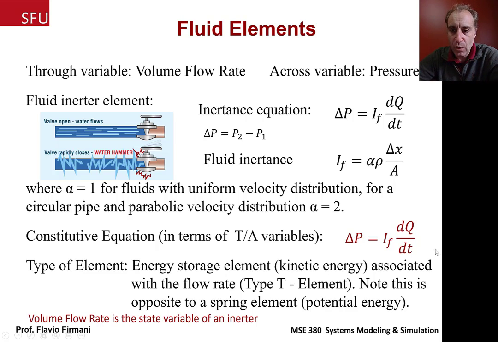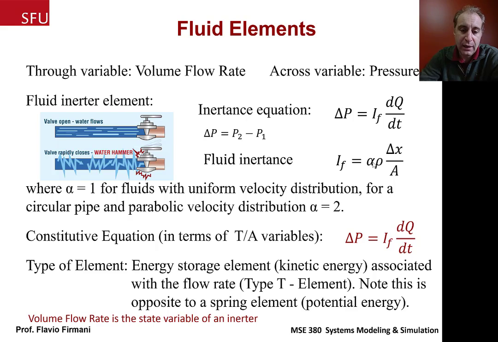Now, the equation that we're going to use for inertance is this one here, where the difference in pressure, which would be P2 minus P1, is going to be equal to the fluid inertance times the time derivative of the volume flow rate. And I_F, the fluid inertance, is going to be equal to alpha, which is a constant, and alpha can vary depending on the type of flow that we have and the type of pipe that we have.